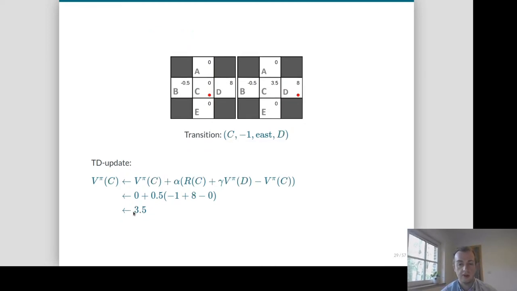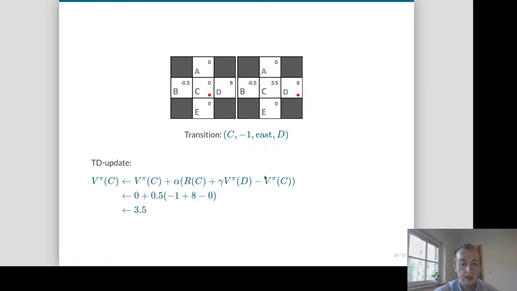Could do the same for a second transition, in which we start in C, collect a reward of minus 1, then we go east, or try to go east, and then arrive in state D. Again, we would have a TD update, in which we now update the estimate for the state C, not for the state B, because C is the starting state. And then we say that, okay, I will make an adjustment of this estimate by just looking at the TD error I'm making, and then weighting this TD error by this learning parameter alpha.